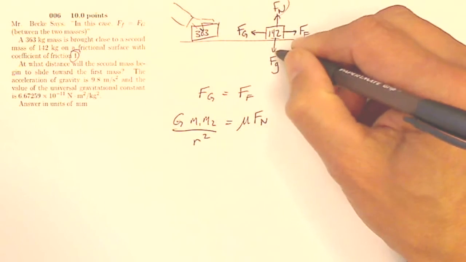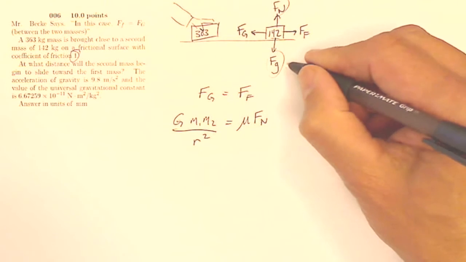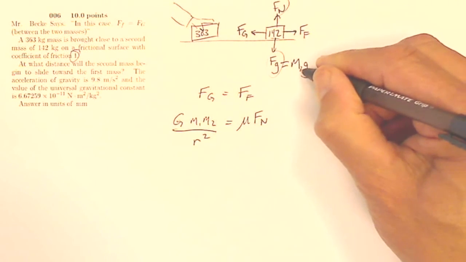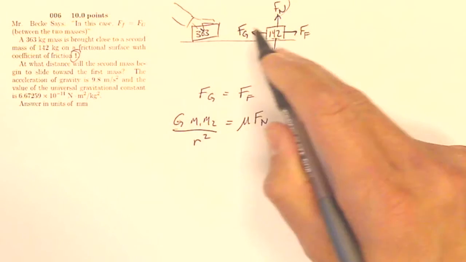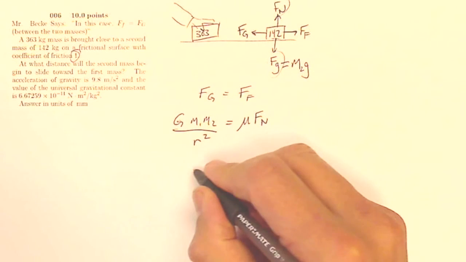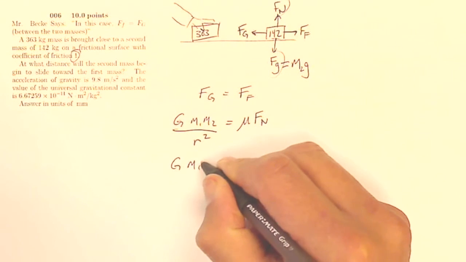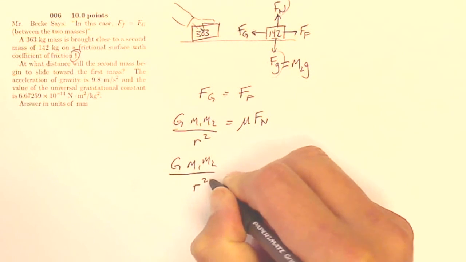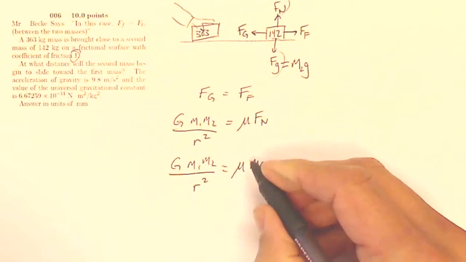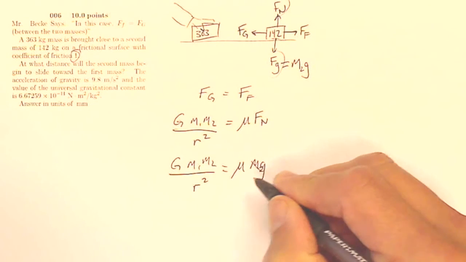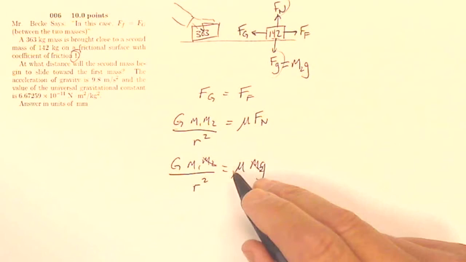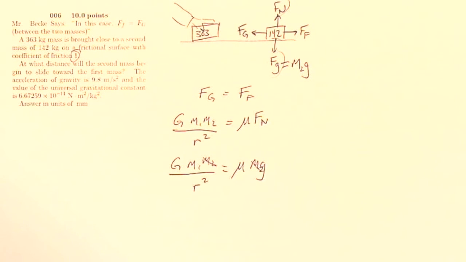But in this case, the normal force is going to be the force of gravity, which is going to be this mass over here times g. This mass is M2, okay? This is M1, this is M2, so I'm just going to call them 1 and 2. So this is going to be G M1 M2 over R squared equals mu times M2 g. Well, you'll notice that M2 cancels out here. So I've got this mass over here that I'm interested in, and then mu times gravity over here.